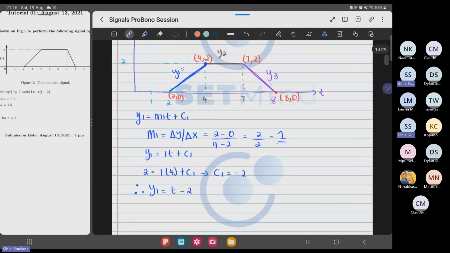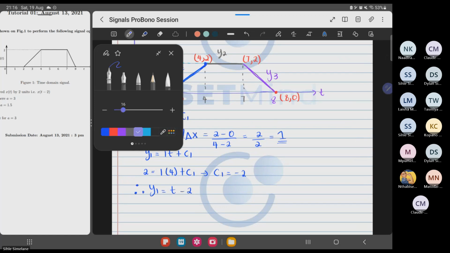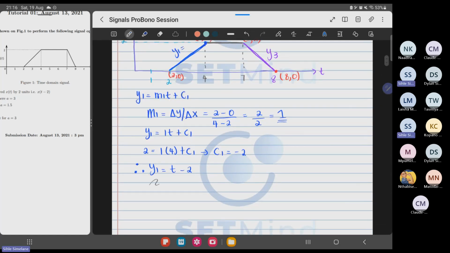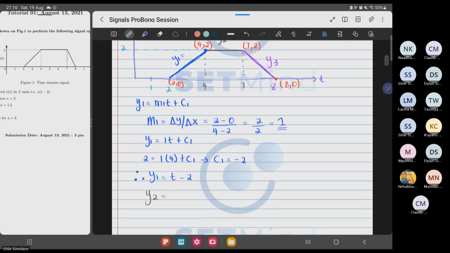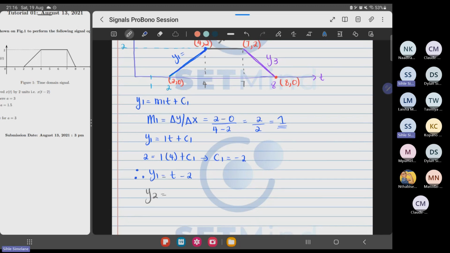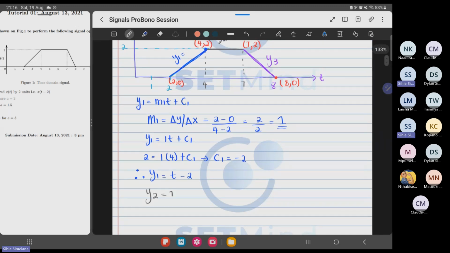So if you look at y2, all it is is a value which is equal to 1. We'll quickly come back to the restrictions shortly. So let's go to y3.